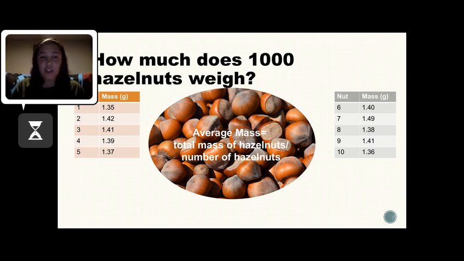Now, if you've ever actually looked at a bag of hazelnuts, check this out next time you go to the grocery store, you'll often see 28 grams or about 20 hazelnuts as a serving size. So that makes sense based on what we just calculated, right? So that's pretty cool. All right, thanks.